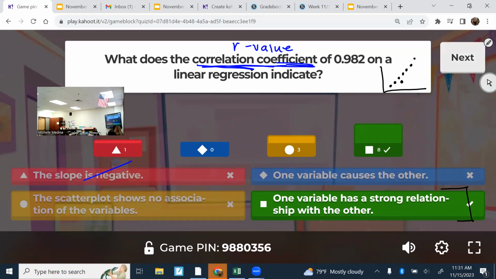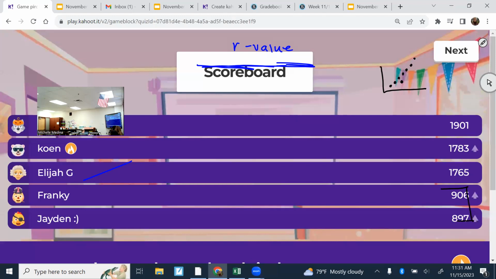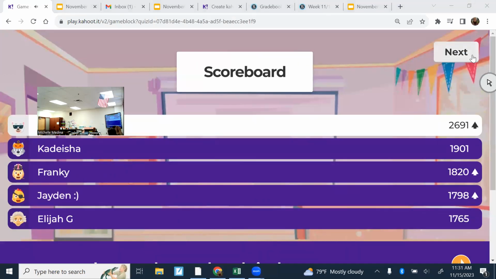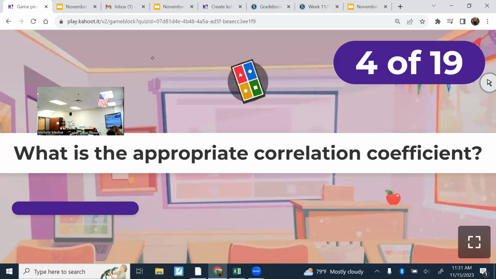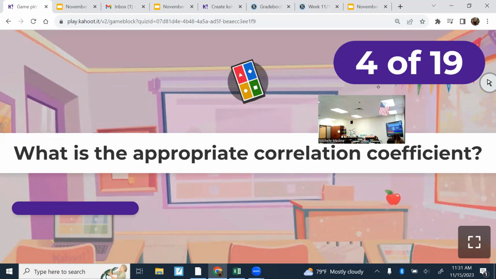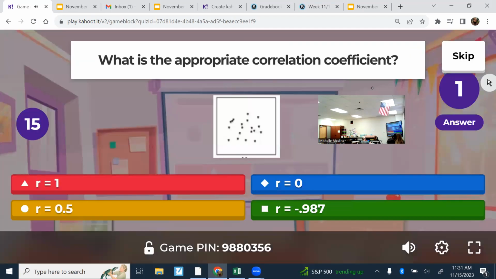Okay. So then next one. What is the appropriate correlation coefficient for that graph? What's the appropriate R value, if that's what the graph looks like?